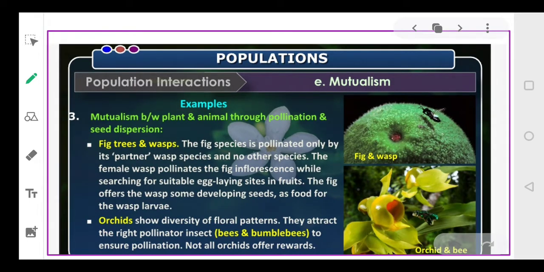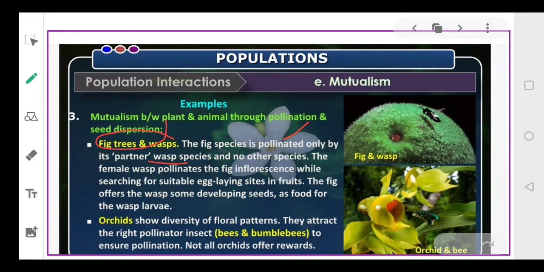Now the third example I'm talking about, a few examples where the plant and animals benefit each other through pollination and seed dispersal. Like in the case of fig trees and wasps. Fig species are basically pollinated by wasp species. Only wasp species and no other species can pollinate the fig plant.